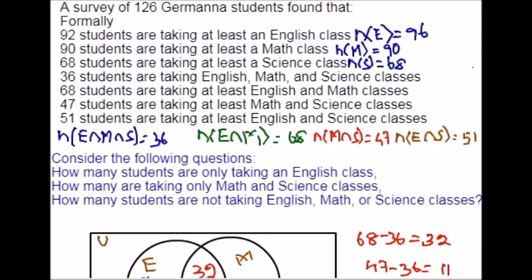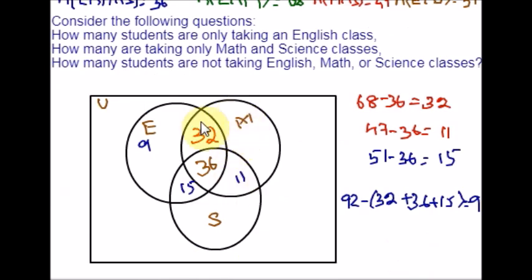90 students are taking at least a Math class. So in the Math circle, the total number of students should be 90. So let's focus on the Math circle. To find only Math, 90 minus 32 minus 36 minus 11. Subtract all the other numbers written in this circle to find the number of students who are taking only a Math class. So only Math would be 11.